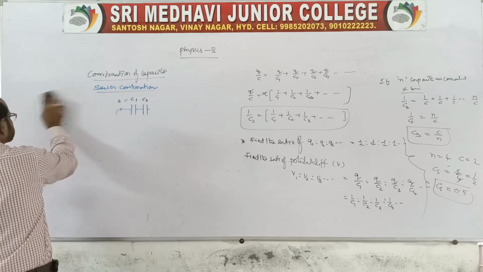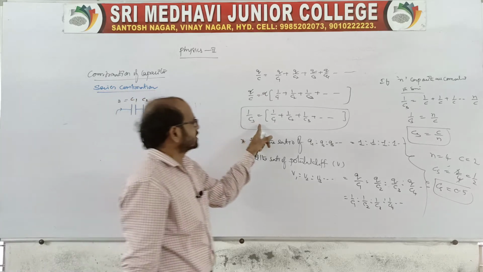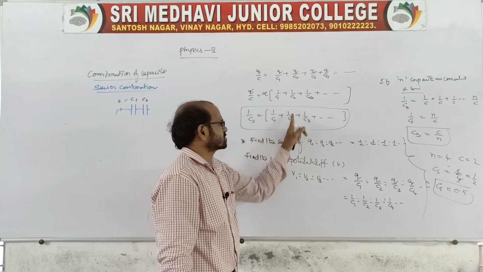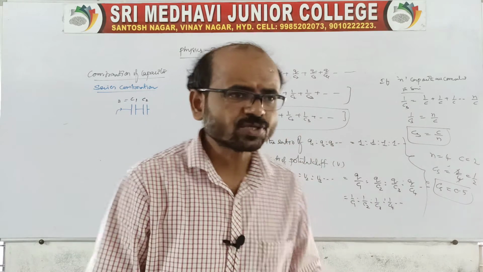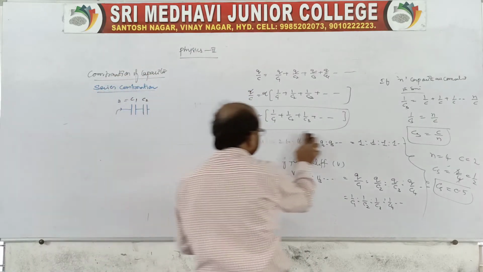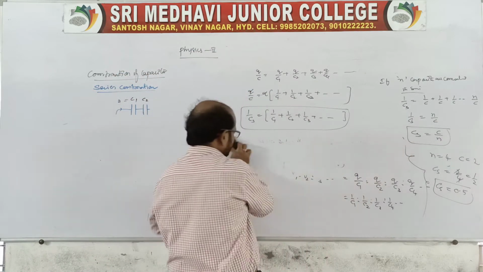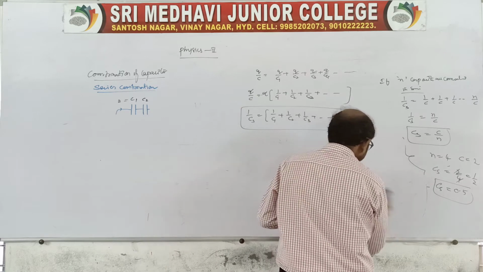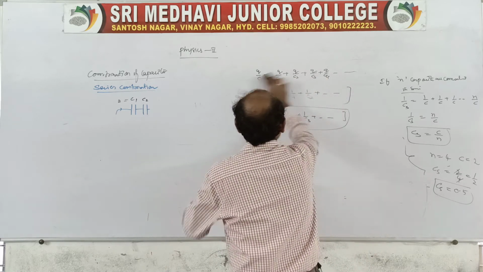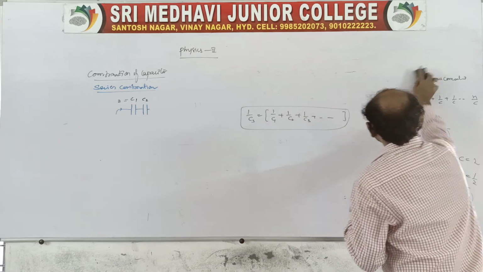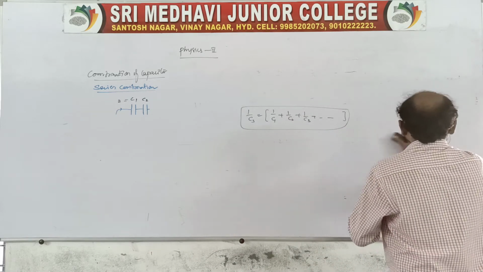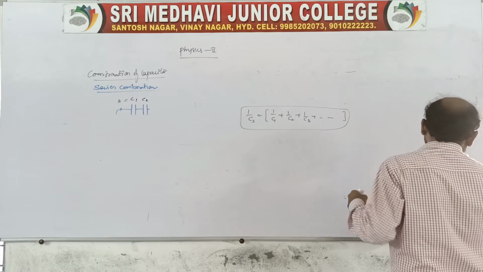Whatever the number connected, you remember only one thing: Cs is equal to 1 by C1 plus 1 by C2, and so on for any number of capacitors. If you go like that, we will get the final effective capacitance. Usually we get only 2 capacitors in a series combination. That's what I would like to tell you, how to do this, when 2 capacitors are connected in series.